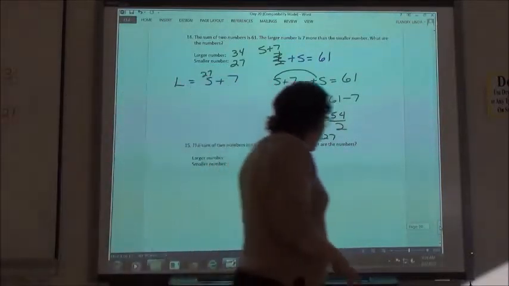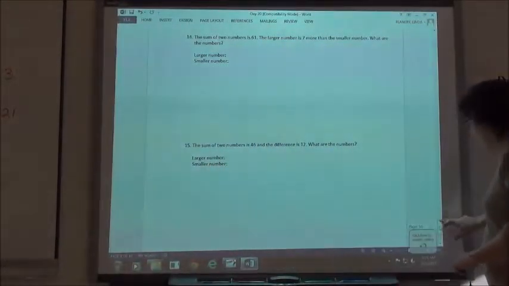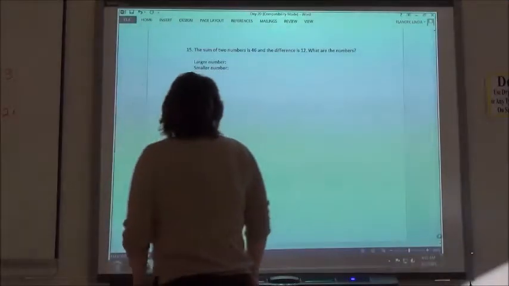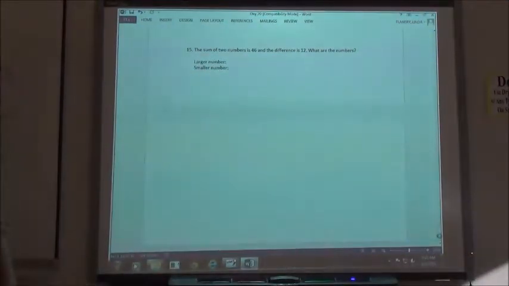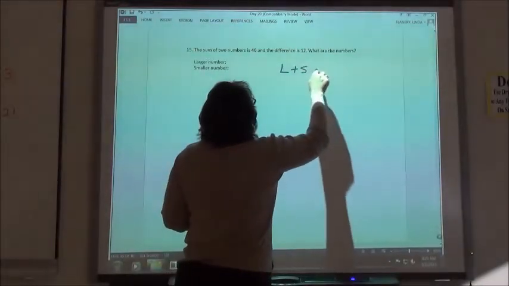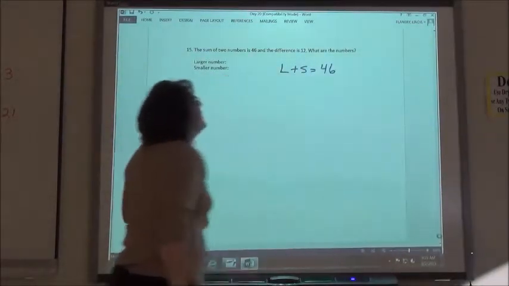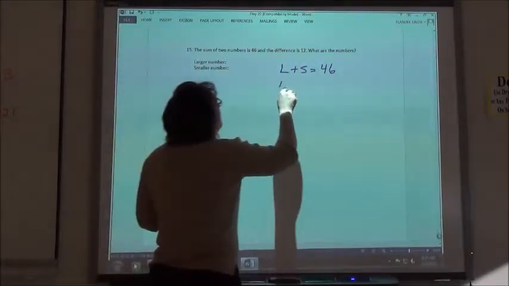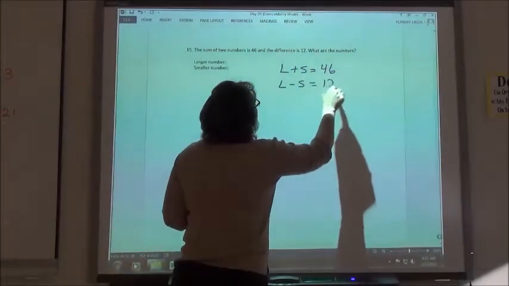And the last one on this page is just going to be slightly different than those previous two. It says the sum of two numbers is 46 and the difference is 12. So if I do the sum of my two numbers, I'm going to have L plus S equals 46. If the difference is 12, what would my equation be? L minus S equals 12, exactly.